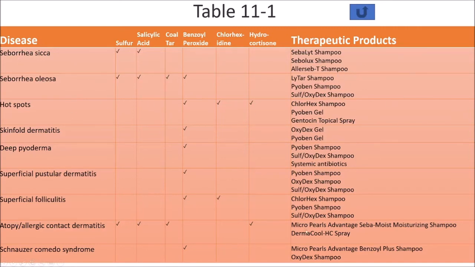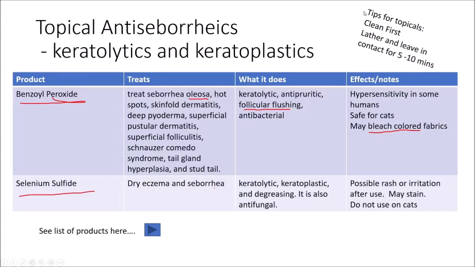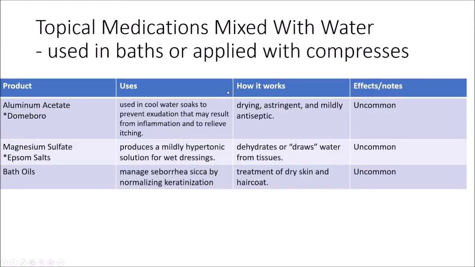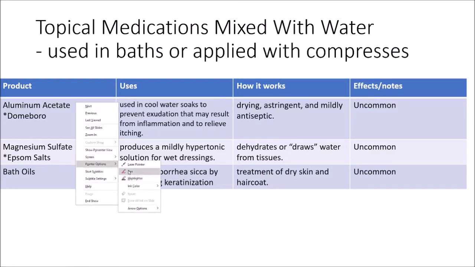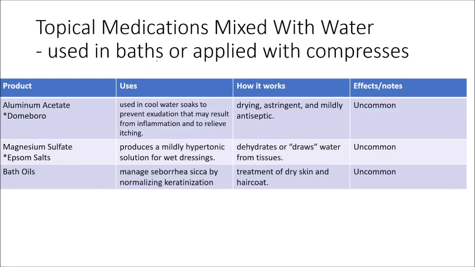Some topical medications mixed with water are used in baths or can be applied with compresses. Domeboro, which is aluminum acetate, is used in cool water soaks to prevent exudation that results from inflammation, can relieve some inflammation, and can be used to relieve itching. It's drying, astringent, and mildly antiseptic. It is uncommon to have side effects.